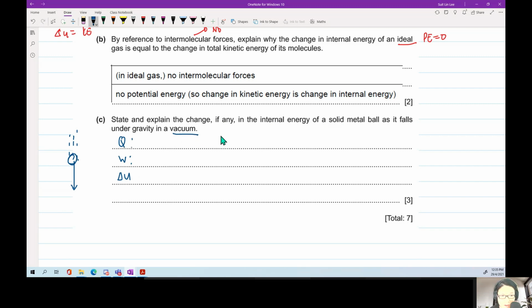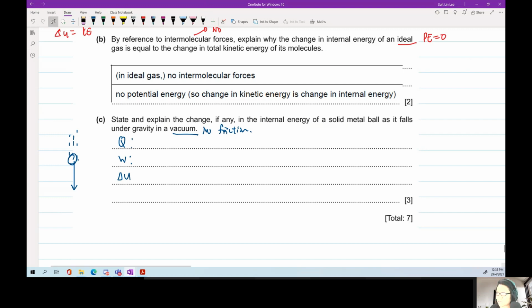If it's vacuum, is there friction? No friction. If it's not vacuum, you expect some form of friction. Maybe the temperature of the ball will increase because it rubs against the air, right? It travels against the air, there's friction. Maybe the temperature will increase, but then there's no friction.